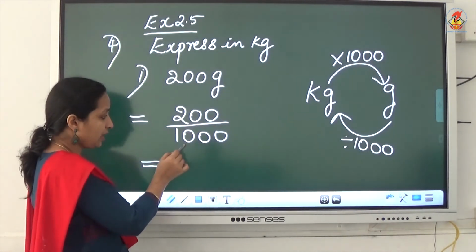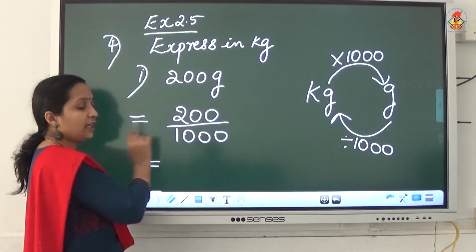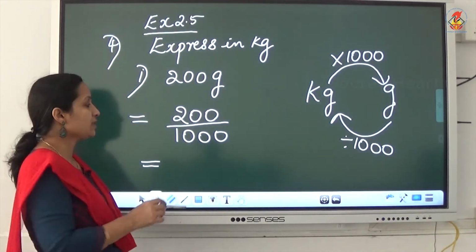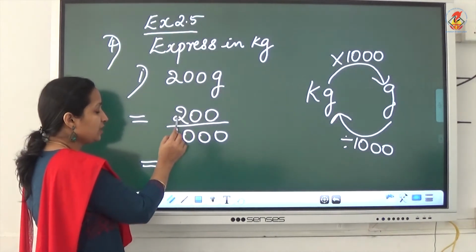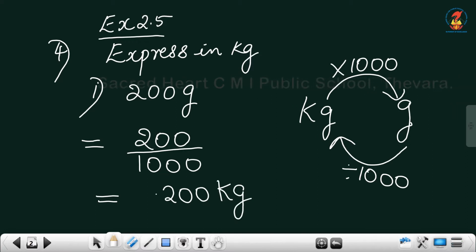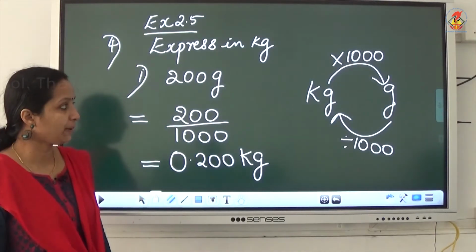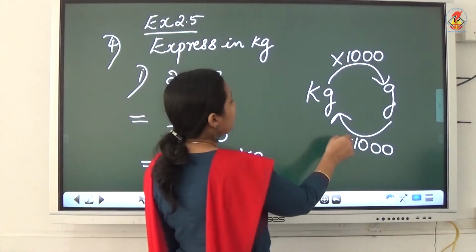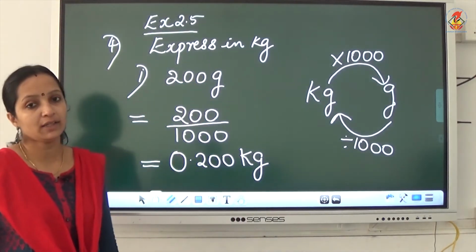So, if there are 3 zeros, from the right side after 3 digits we have to put the point. First digit, second digit, third digit. So, what is the answer? 0.200 kilogram. And if there is no number here, you will put a 0 there. So, the final answer is 0.200 kilogram. I hope it's clear. For converting kilogram to gram, you have to multiply by 1000. For converting gram to kilogram, you have to divide by 1000.